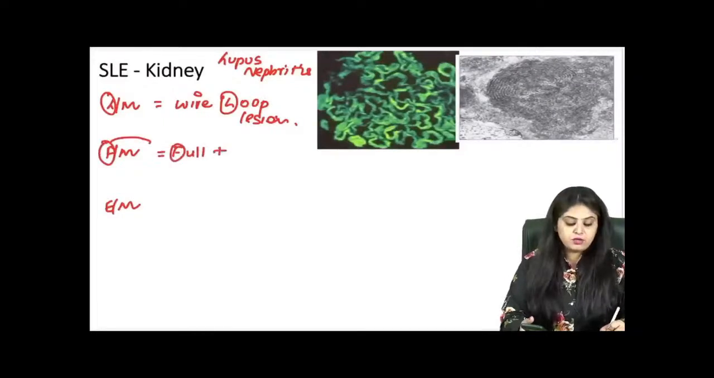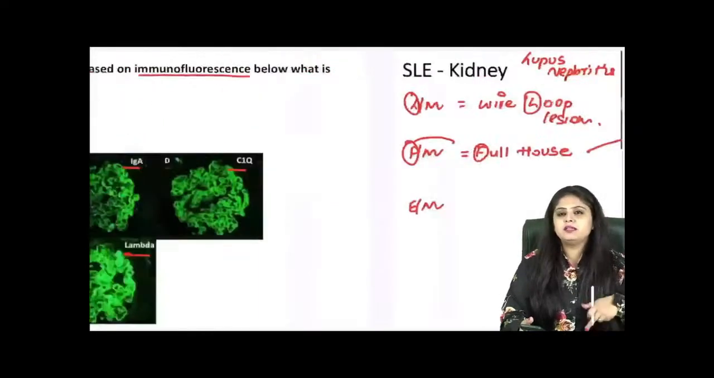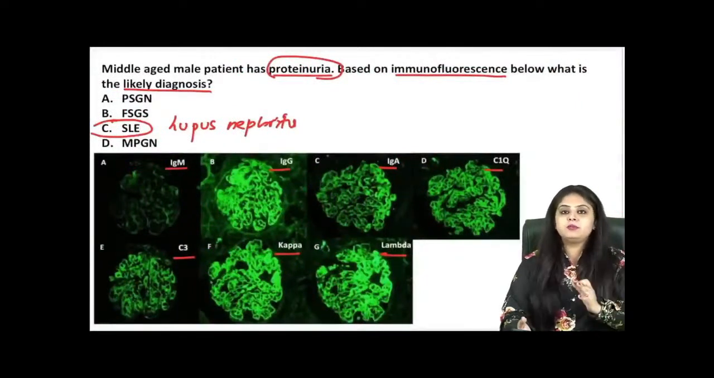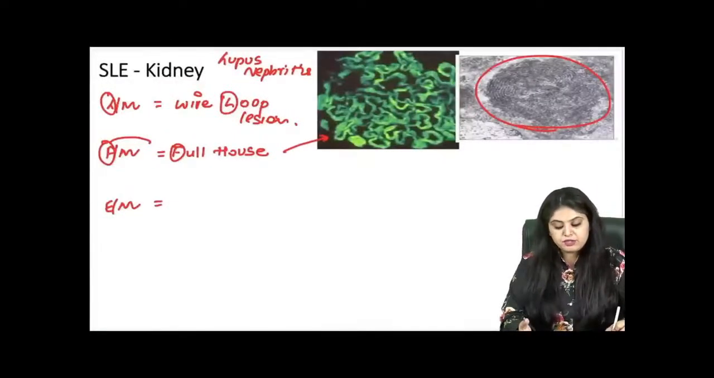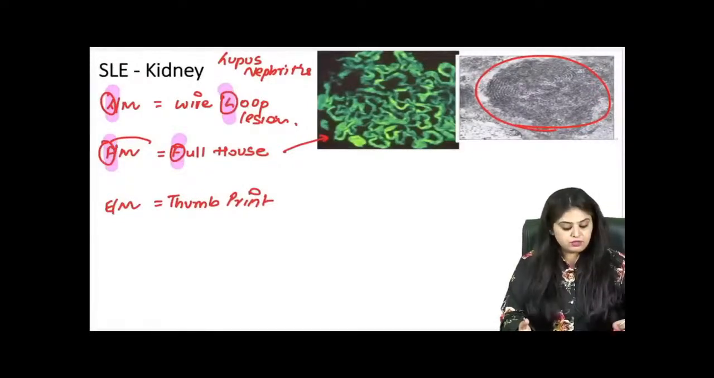I highlighted this, and these are the kind of mistakes you make in the exam which you don't have to. I think this table is settled for all of us, and we can move forward to the next set of questions. There is a middle-aged male patient with proteinuria, and based on the immunofluorescence below, what is the likely diagnosis? If you see the whole spectrum over here, IgM, IgA, C1, C3, kappa, lambda, all positive.